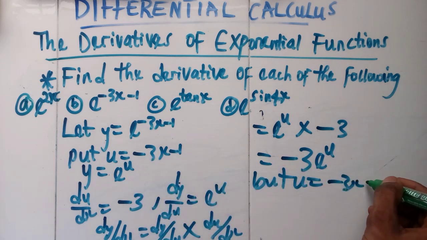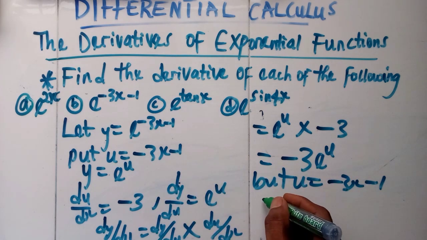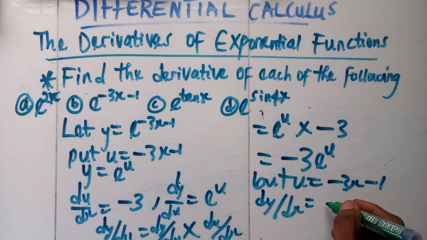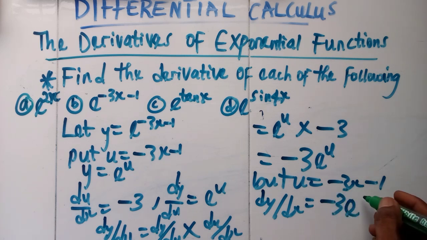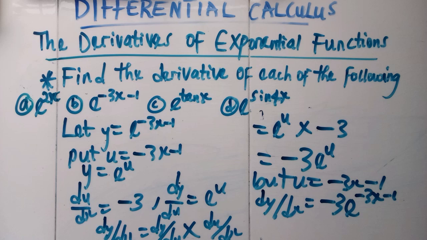Negative 3x minus 1. So the final answer, dy over dx, will be equal to negative 3 exponent negative 3x minus 1. So that is simply the solution to that.